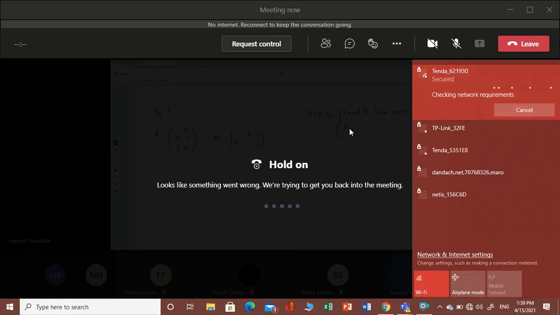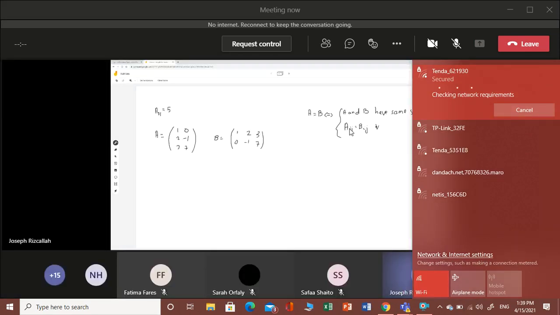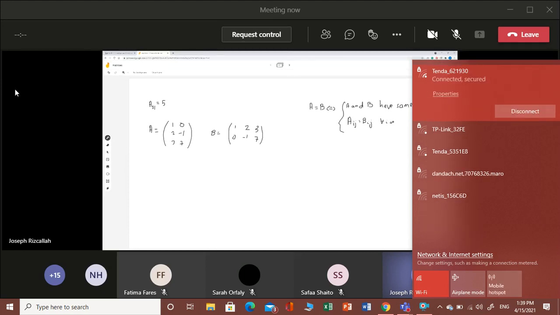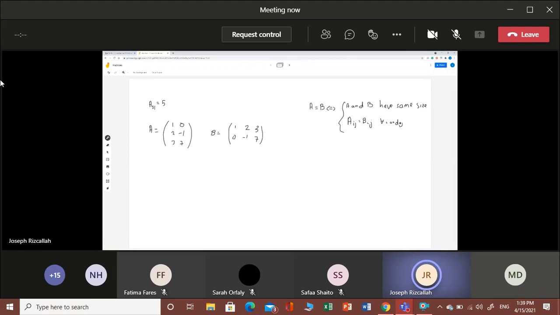I hope you understand this distinction. This is for every i and j, right? For every i and j. So no matter what i and j you pick, of course, within the range, A_ij has to be equal to B_ij. Only then can we say that the matrices are identical or equal.